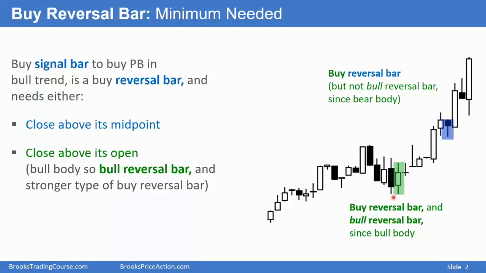So bull trend, 50% pullback. We have a double bottom here, we have a micro double bottom here, we have a pair of bull bars, this one closing above its midpoint, and that is a buy reversal bar, betting that the market will resume up. You place a buy stop to buy just above the high of that bar, and you would get filled on this bar.